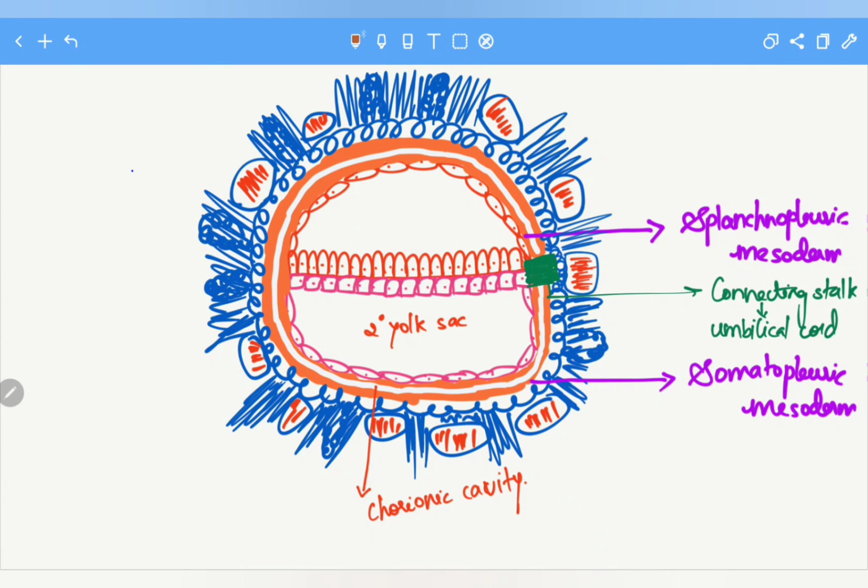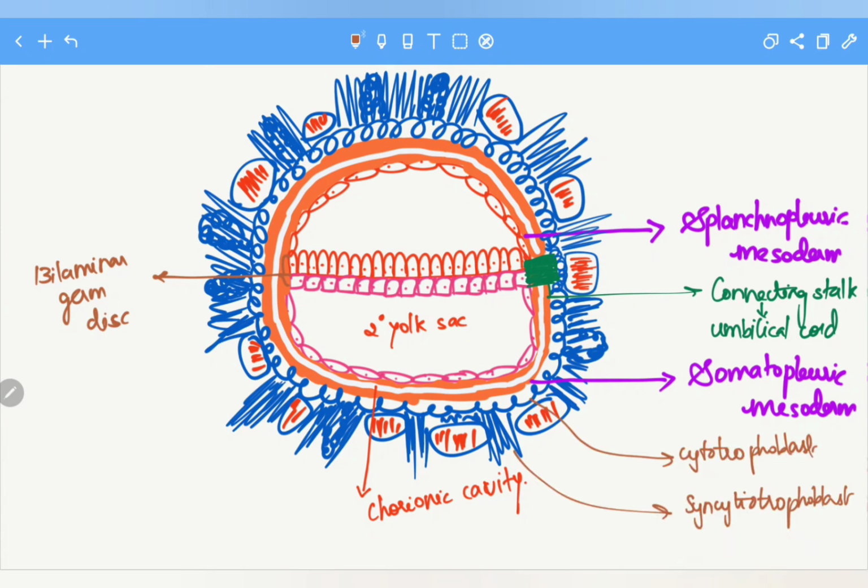So by the end of the second week of development, it is proven that the true baby comes out of the bilaminar germ disc. Of course, it will then be transformed into a trilaminar germ disc by a specialized process. But by the end of the second week, we can literally confirm that the true baby comes out of the bilaminar germ disc. So another important thing I would like to mention is about the chorionic plate.